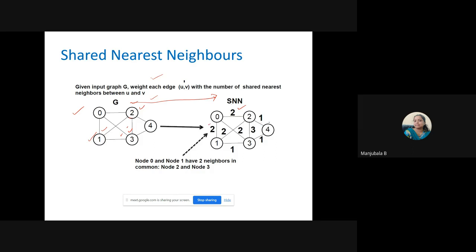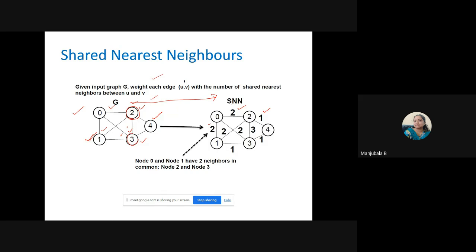Similarly, between 2 and 4, 1 is common and 3 is common, so the SNN value between 2 and 4 is 3. Between 2 and 3, this is common, this is common, this is common; 3 are common, so between 2 and 3 the value is 3. Let us see between 1 and 3: here only one is common. This is the SNN graph you are constructing from the given graph.